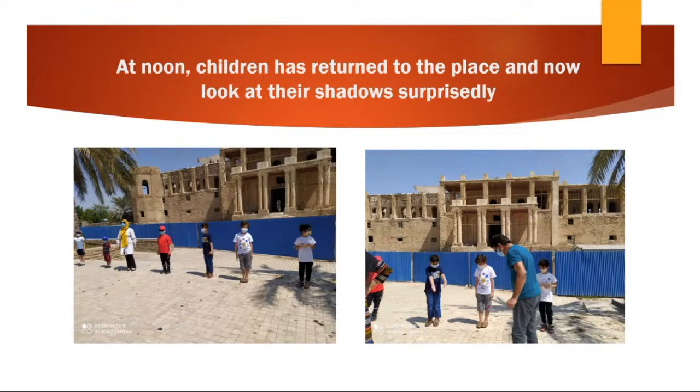After that, we came back at noon and tried the same thing again. We asked children to look at their shadow again, and it was a big surprise for them because now they could see a big difference between the first shadow in the morning and the second shadow, and they could understand the changing of angle of the sun.